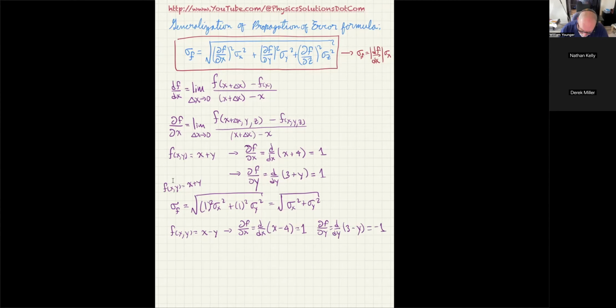And the same thing with the df over dx. Since the y disappeared, we don't have to replace the 4 with a y, because the 4 never showed up. So now we can say the uncertainty in f is equal to the derivative of f with respect to x, which is 1, so we square that and say sigma x squared, plus the derivative with respect to y, which is negative 1, so we square that and multiply it by sigma y squared. And lo and behold, you get exactly the same formula that you got when you added the two.